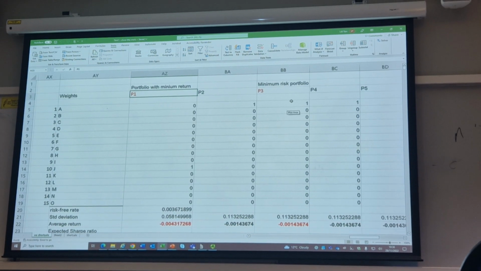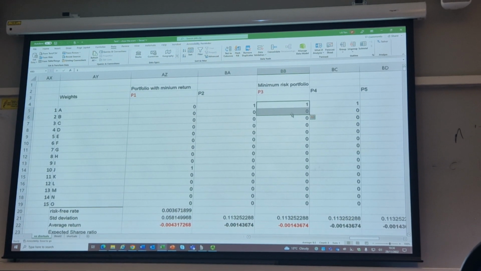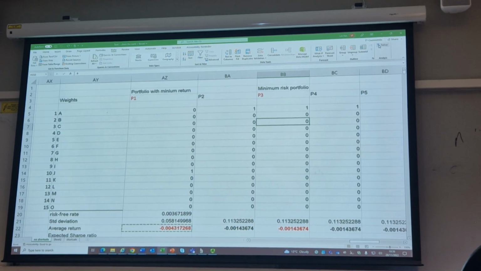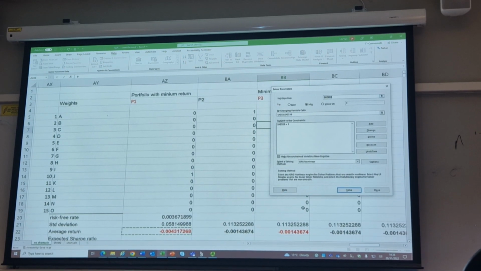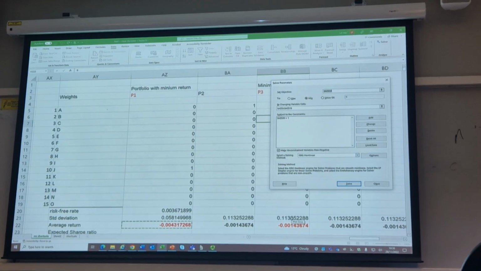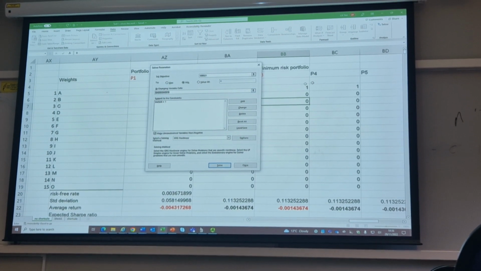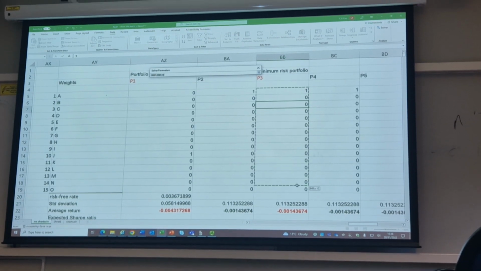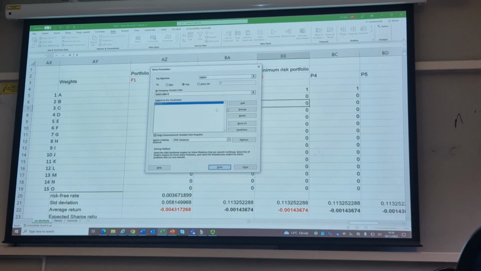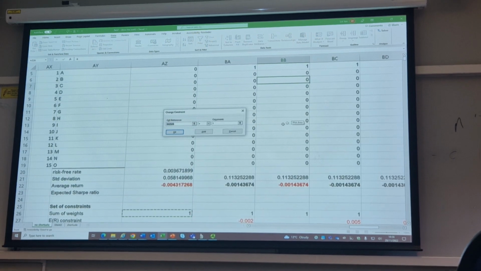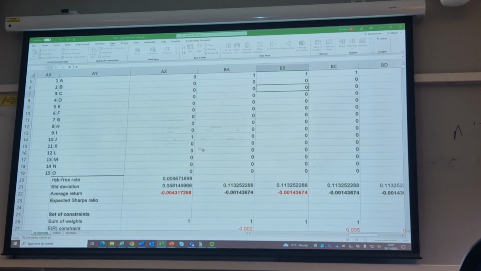And then the minimum risk portfolio, it's pretty clear, right? The objective is to set the minimum standard deviation. So we select standard deviation, okay, and the changing variable cells. Constraints again is still the sum value of the weights equals to 1.